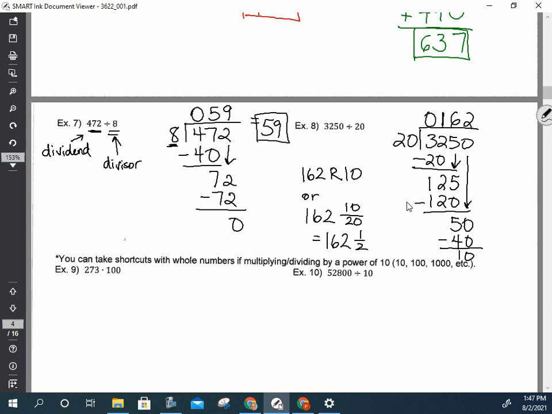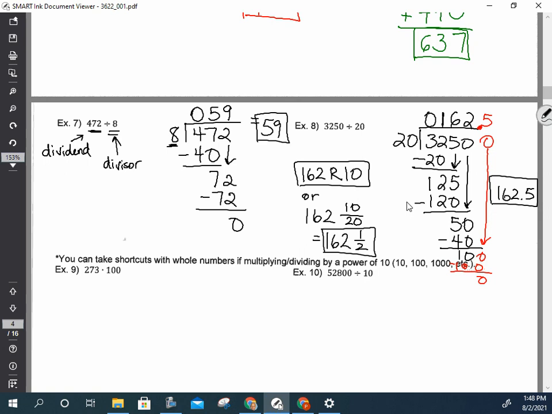Now, of course, there are some of you who remember from middle school that if you didn't finish, then you would put up the decimal and then bring down another 0. 20 goes into 100 5 times. 5 times 20 is 100, which would give you 0. So that means your other answer could be 162.5. So once remainders get involved, there are several ways to write your answer. Fractions and decimals can come into play too.